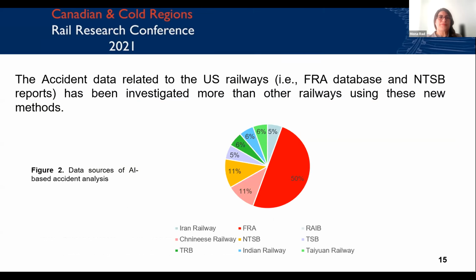The accident data related to the US railways, in other words, the FRA database and NTSB reports, has been investigated more than other railways using such new and innovative methods. As you can see in this figure, FRA and NTSB together make up 61% of the reviewed publications using text mining and machine learning for analyzing occurrence databases.